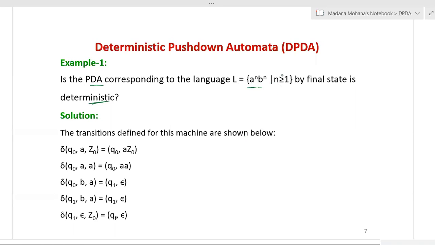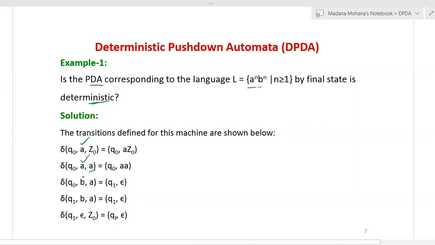This problem we already discussed in our regular class: L equal to a power n b power n, such that n is greater than or equal to 1. So directly that solution is included here. Now after the solution, you can observe the moves and verify the conditions of deterministic pushdown automata. This is the nature of the language: number of A's followed by number of B's. First A's, then B's. So in this problem, first we have to push one A onto the stack. Then again you can push the second A onto the stack if the stack already contains one A.